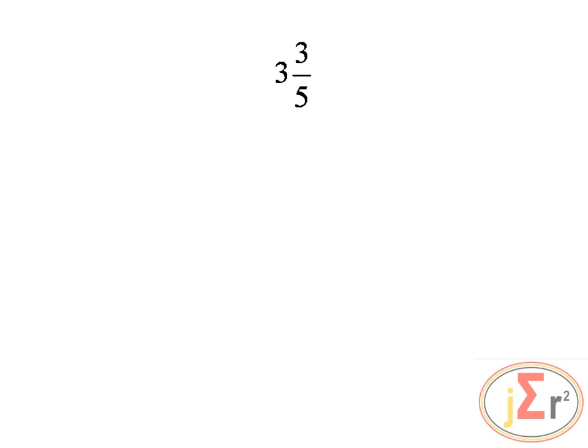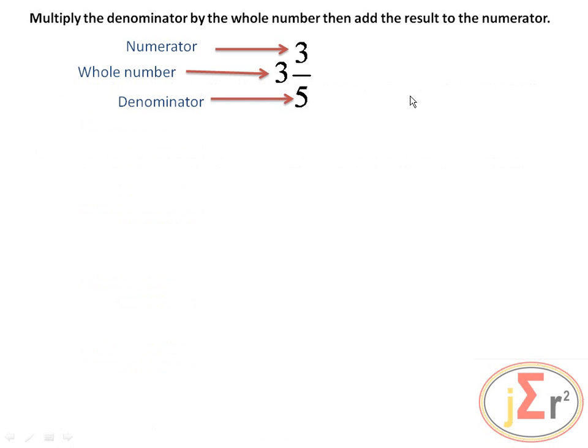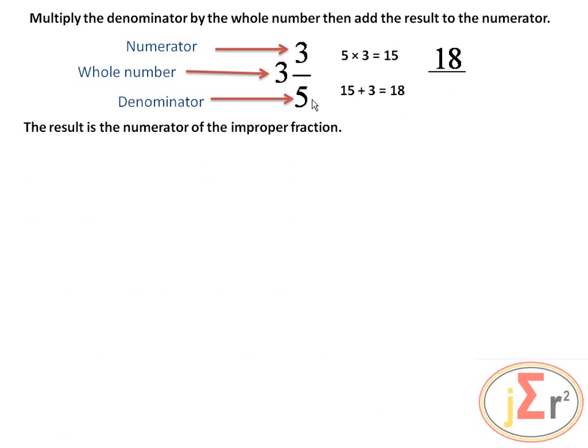But let us name those first. So we are, as a matter of fact, identifying as usual the components. Then we say 3 times 5 is 15, multiplying the denominator by the whole number, and then we say what? 15 plus 3 is equal to 18, and that is our new numerator, and the denominator is the same as before. Then we say what?